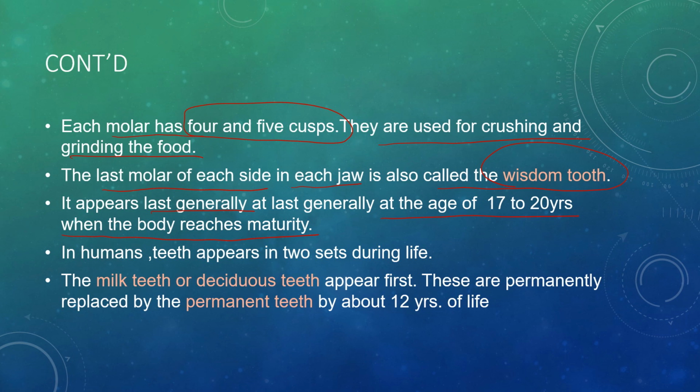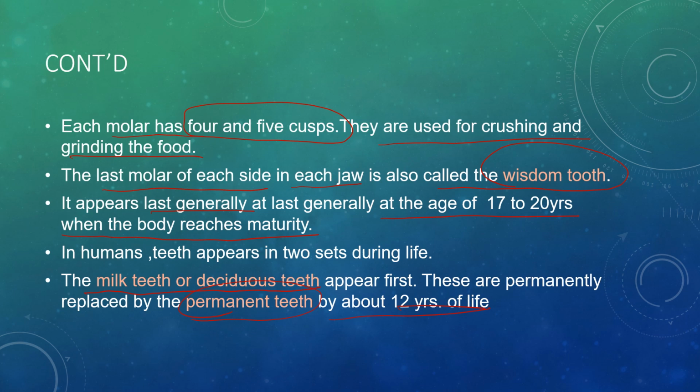Now in humans the teeth come in 2 sets. The milk teeth, the deciduous teeth, appear first, and then they are replaced by the permanent set of teeth, which appear by the age of 12 years. So the first set of teeth are called the deciduous teeth and the second set are called permanent teeth. These are the main 2 sets of teeth.